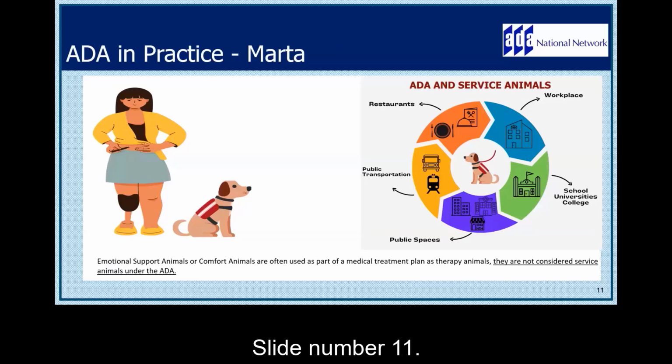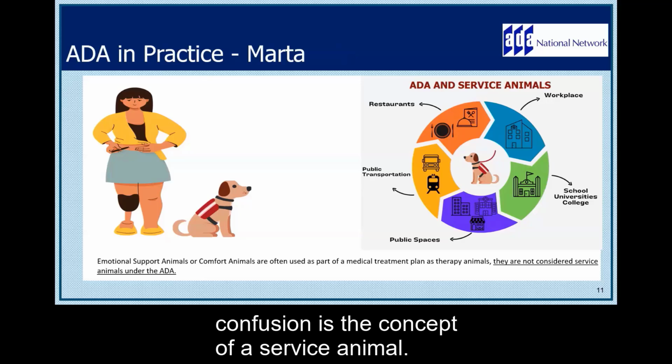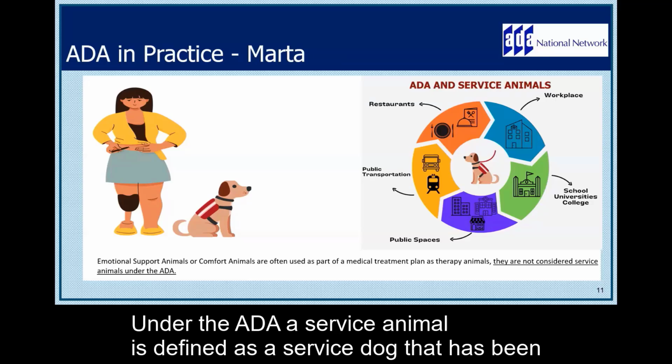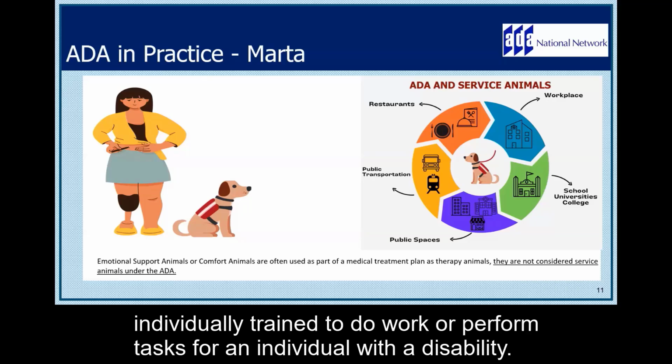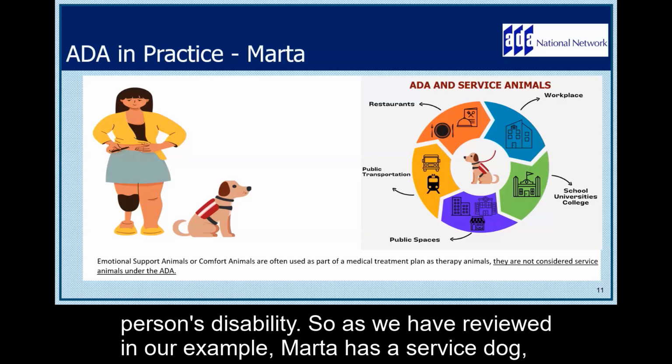Slide number 11. So let's go back to Marta. So in general, one of the most common points of confusion is the concept of a service animal. Under the ADA, a service animal is defined as a service dog that has been individually trained to do work or perform tasks for an individual with a disability. This task performed by the dog must be directly related to the person's disability.